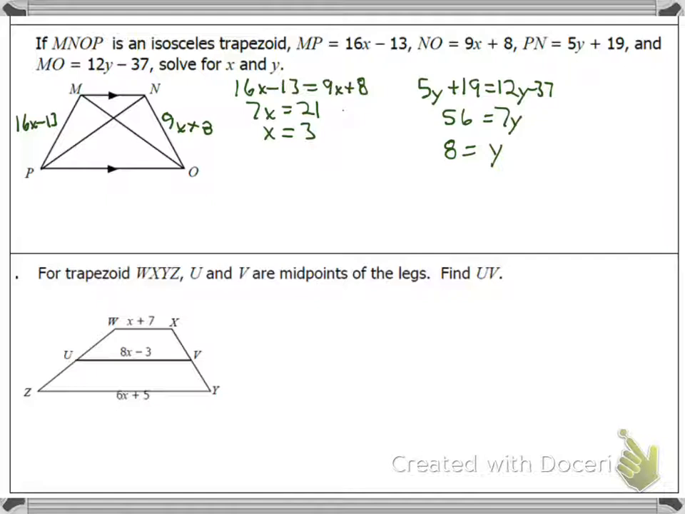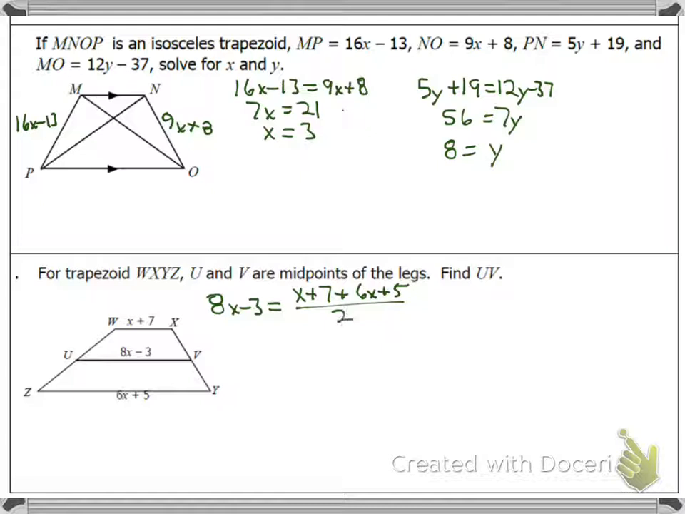The next problem involves a midsegment. So we have midpoints, which means we have a midsegment, and we need to find not only the value of x, but we need to go back and find uv afterwards. So the midsegment, 8x minus 3, is equal to the average of the bases, x plus 7 plus 6x plus 5.